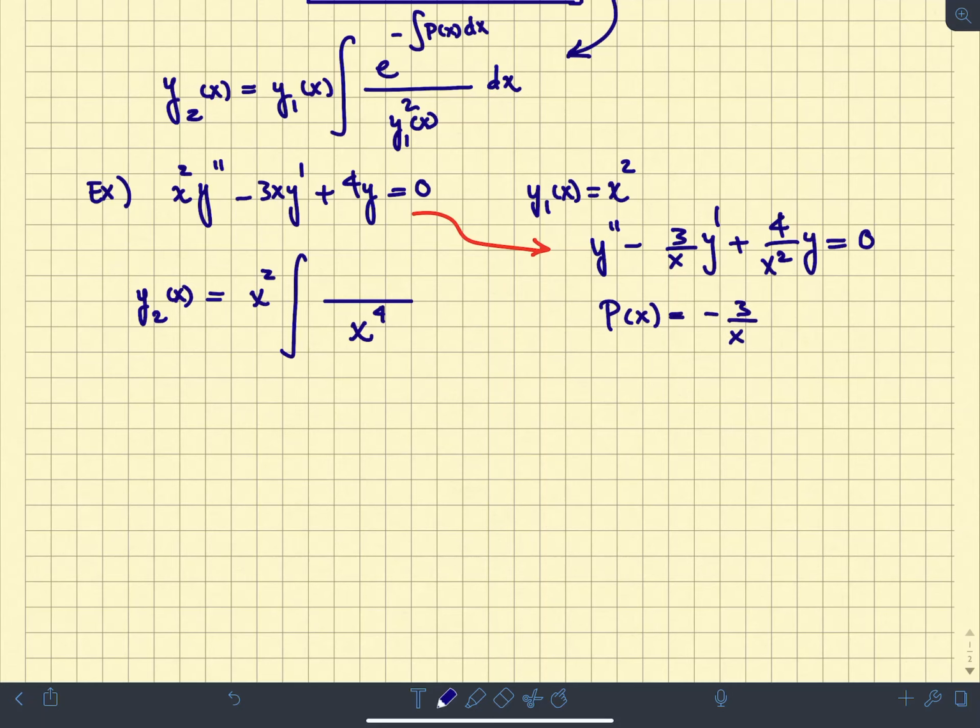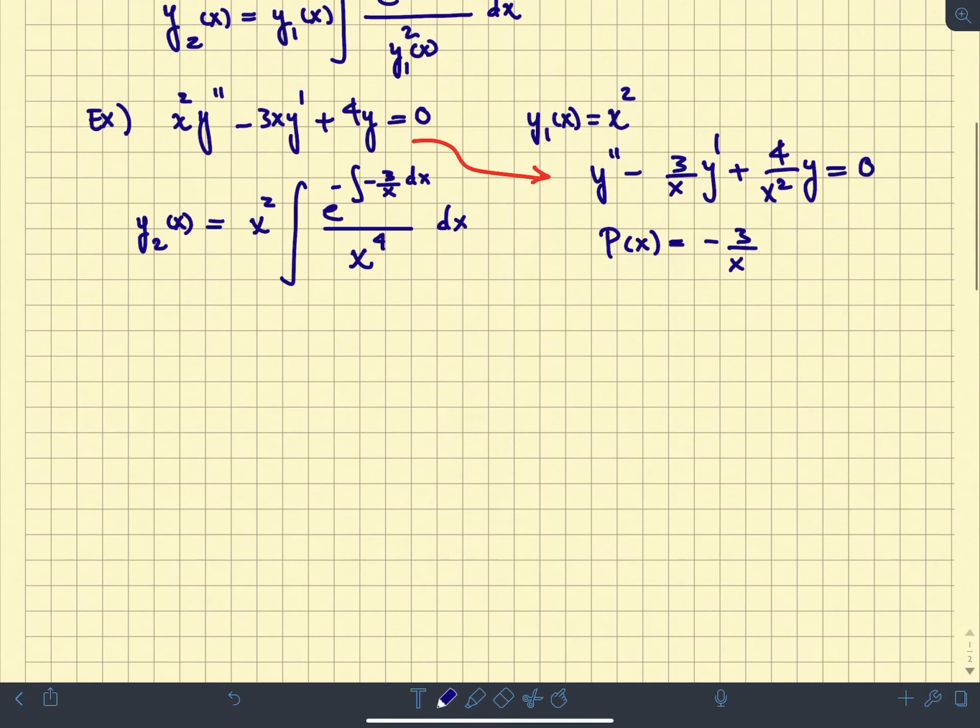Now here you can clearly see that my p of x is negative 3 over x. So therefore, if I go back to my formula, I'll have e to the minus the integral of p of x dx, which is negative 3 over x dx, and dx for the actual integral, which doesn't seem to be a difficult integral to solve. Continuing our work, I have x squared on the outside. My numerator becomes e to the integral of dx over x with the 3 being pulled out. And I'm going to have my x to the 4th in the denominator.